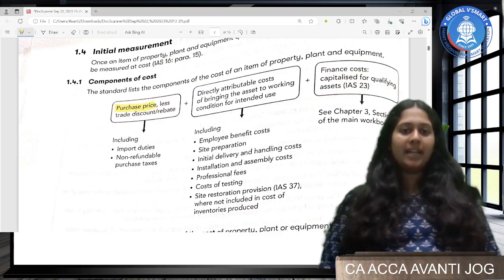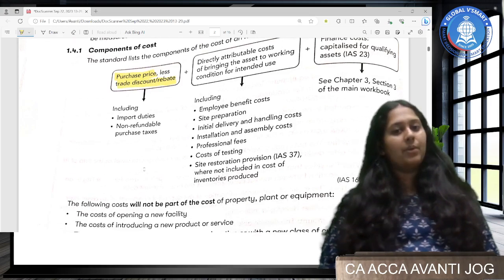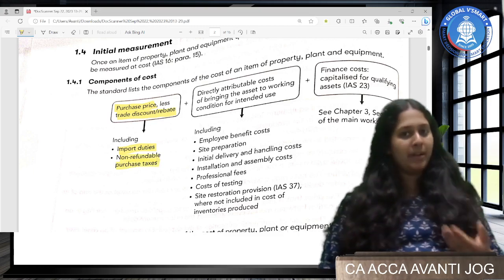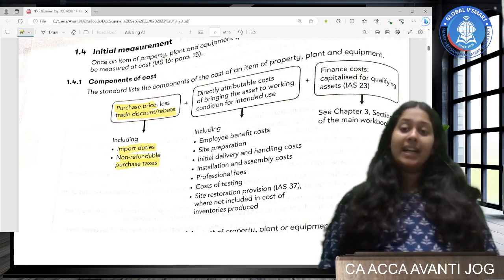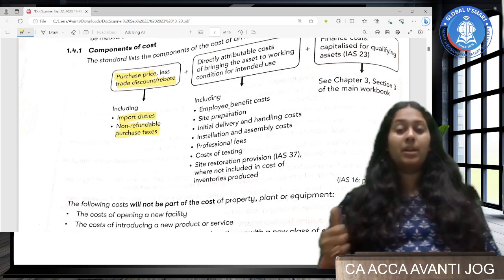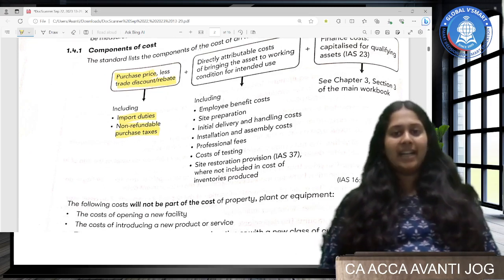Purchase price minus any kind of trade discount or rebate. Any kind of discount that you get should be subtracted. To the purchase price, you should add the import duties. You should add only the non-refundable taxes. So obviously the refundable taxes should not be included because you're getting your money back. Then add the directly attributable cost for bringing the asset to its workable condition and for its intended use.